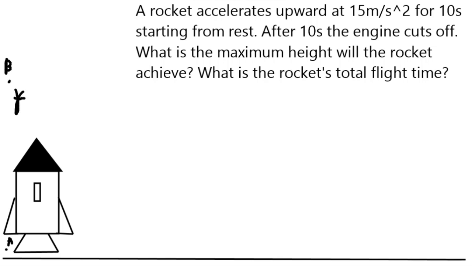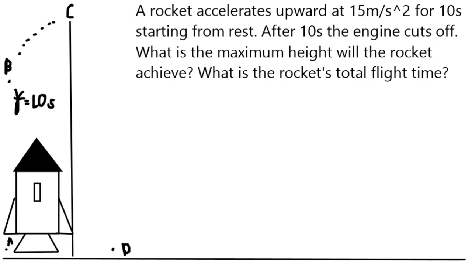To solve this problem, what we need to do is plot some points. Let's say point B is when the engine of the rocket cuts off. After it cuts off, of course it will be in free fall, but before that, it does have momentum that will eventually take it to point C. Point C is going to be the maximum height.